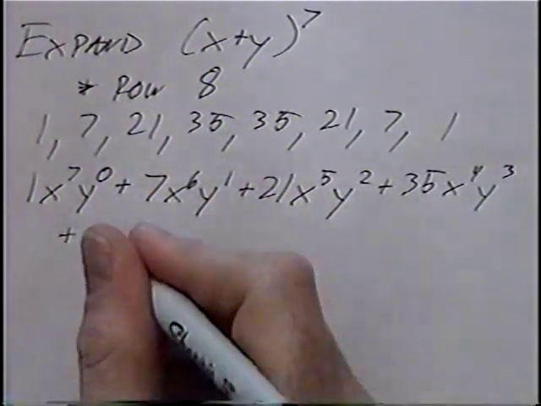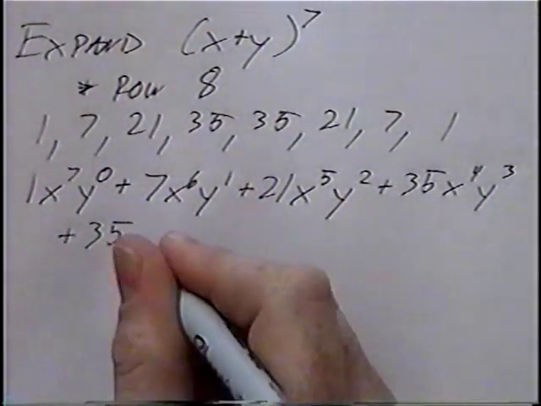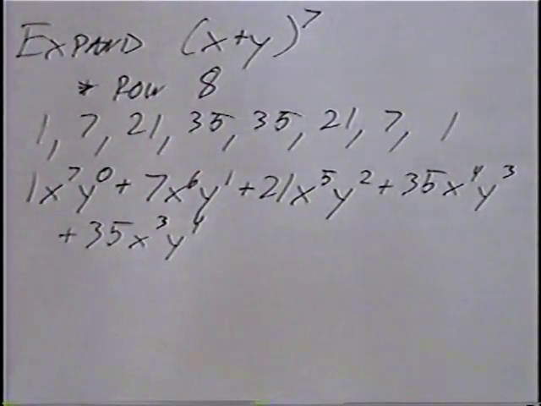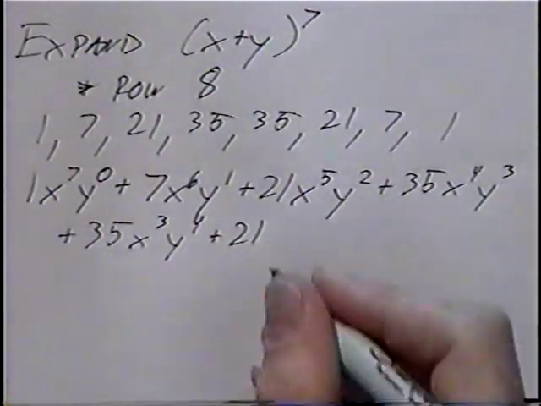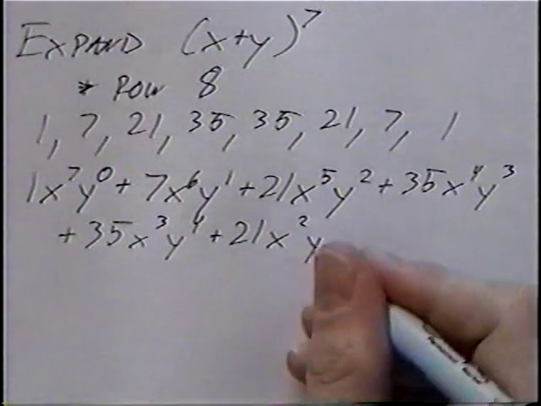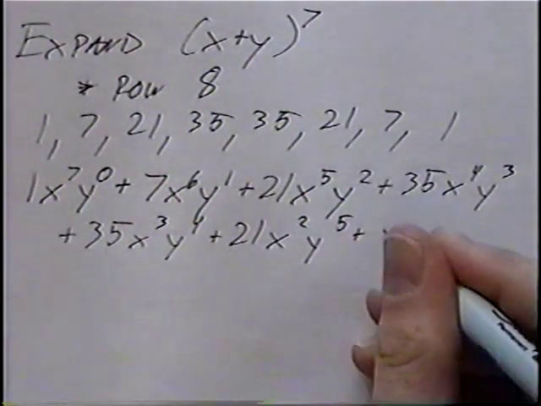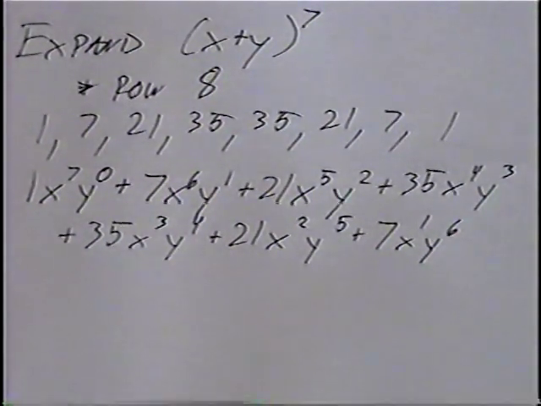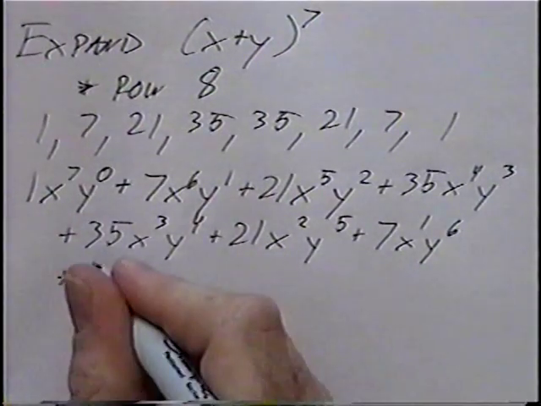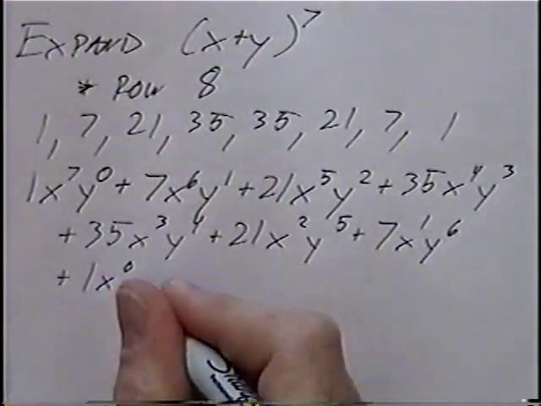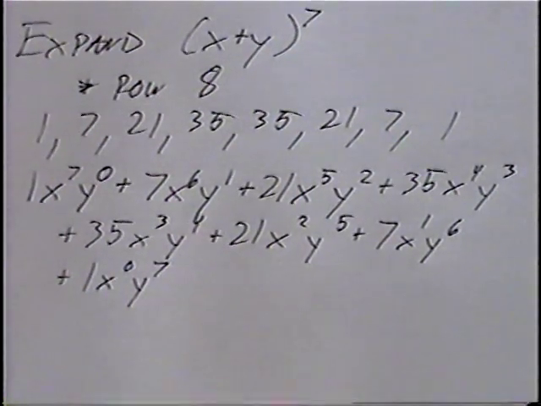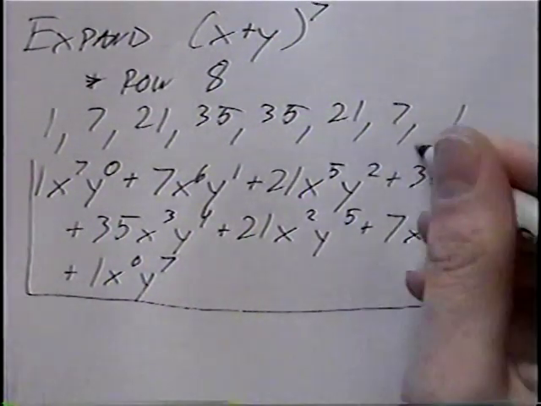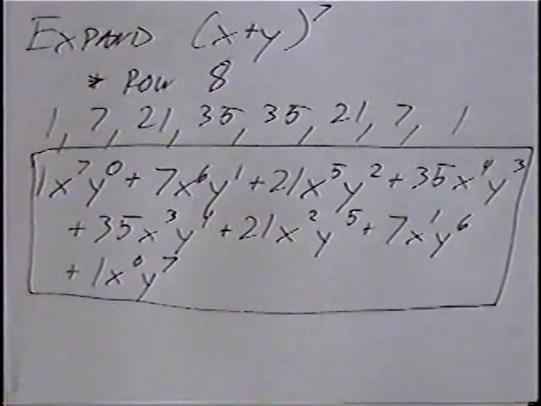The next number, 35 again. X will decrease by 1, and y will increase by 1. Plus 21, x squared, y to the 5th, plus 7, x to the 1st, y to the 6th, and our last term, plus 1, x to the 0, y to the 7th. All these terms will be our final answer for the expansion of x plus y to the 7th power.